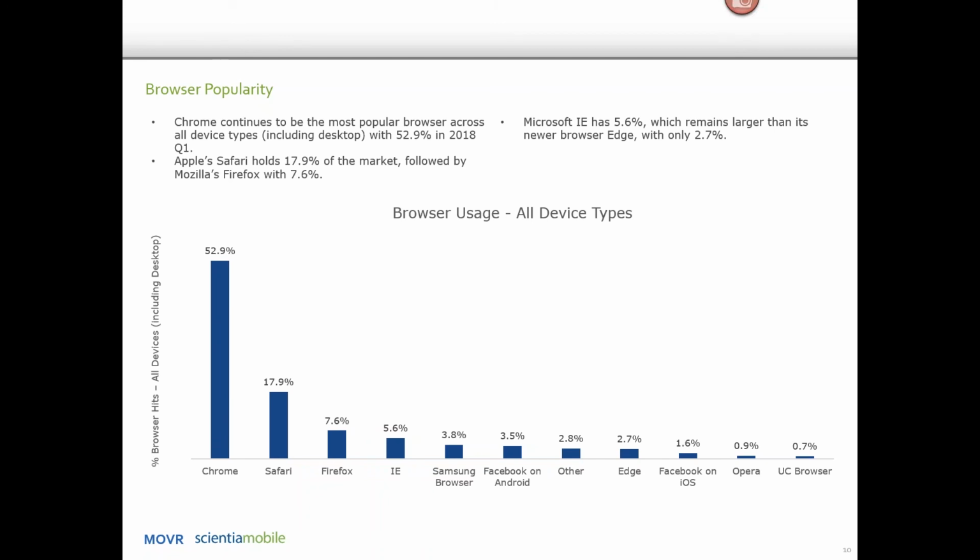Apple Safari holds about 17.9% of that, and Firefox follows with 7.6. The rest is spread out amongst Internet Explorer, an old version. Interestingly, Microsoft's Internet Explorer at 5.6 actually has larger market share than their more modern, current browser, the Edge browser. These other browsers listed here are mobile browsers or web applications that have browsers built into them.